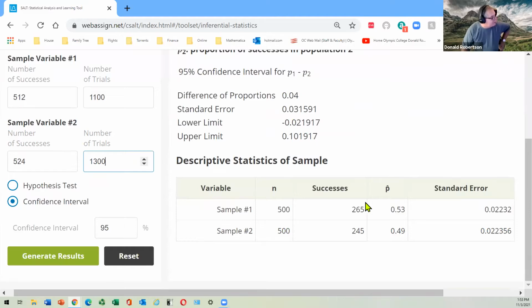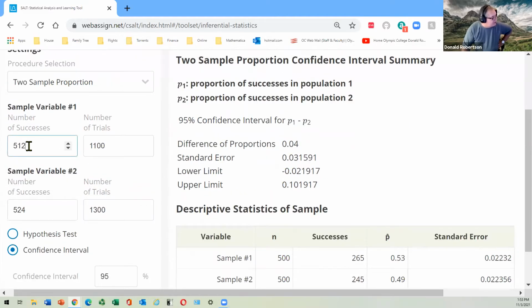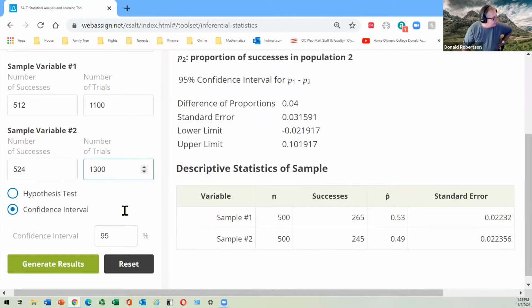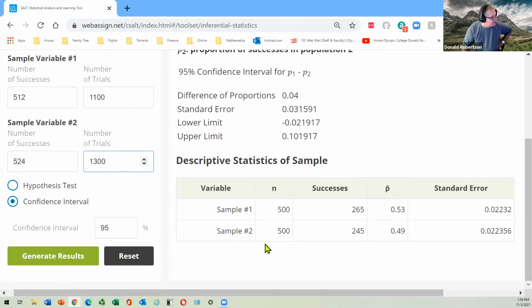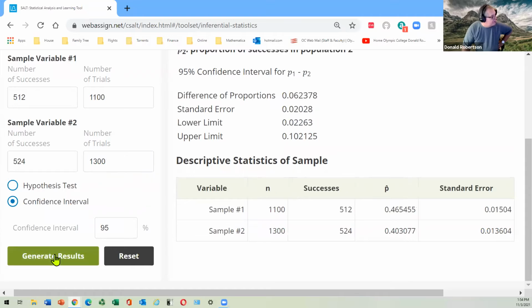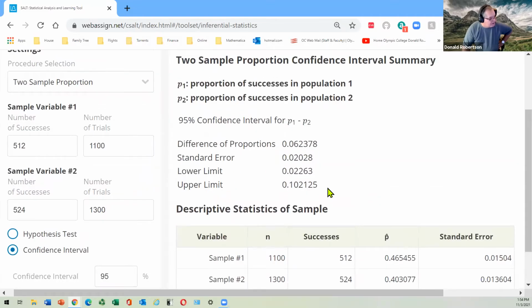So can you pretend that was my data? You see how you write it in? How many liked it out of the total? There's a 90% confidence interval. Now generate the results. Can you see that this would be between 2% and 10%? Wouldn't that be evidence that males do like watching sci-fi movies?